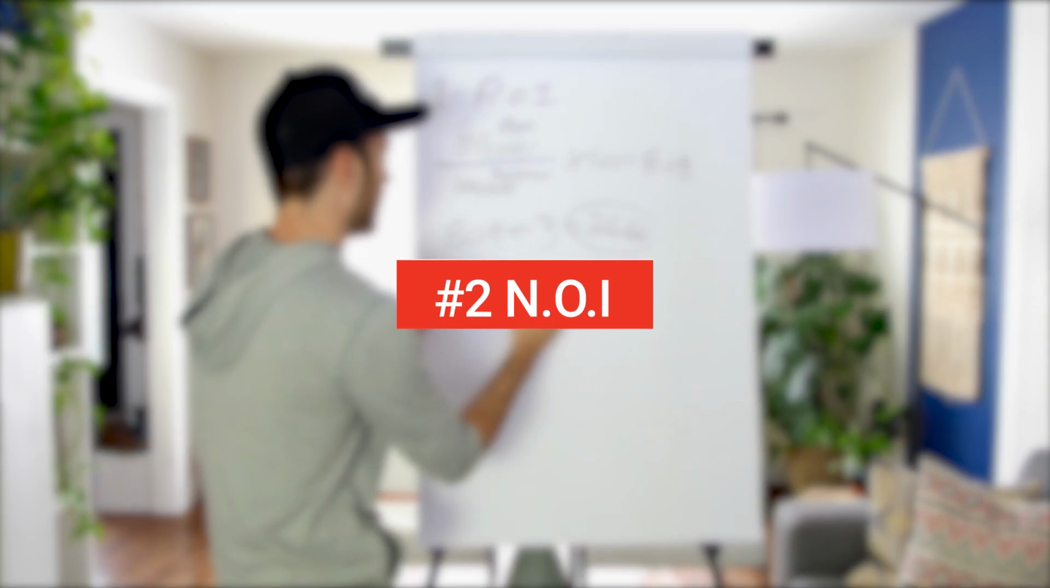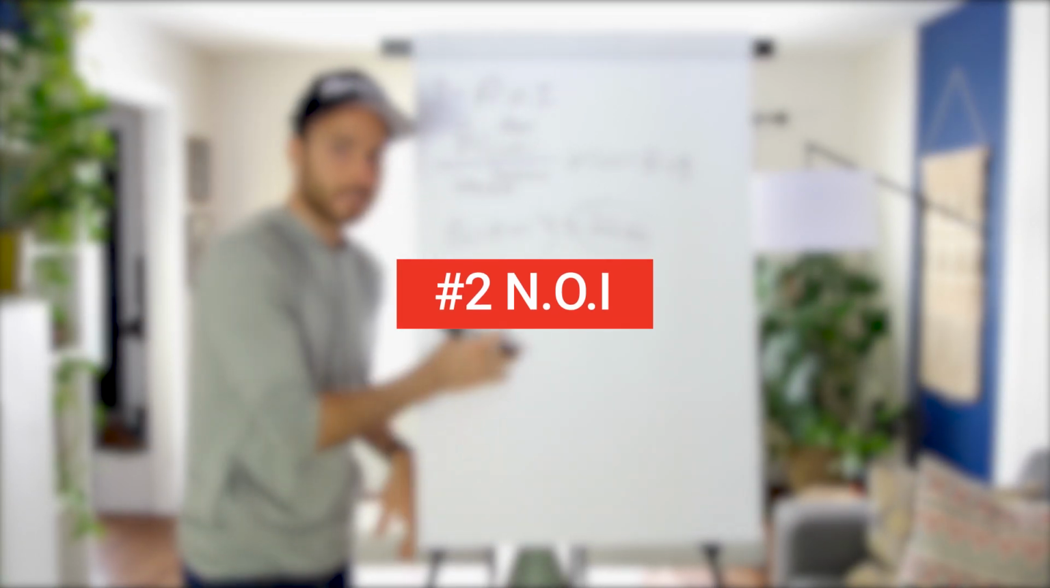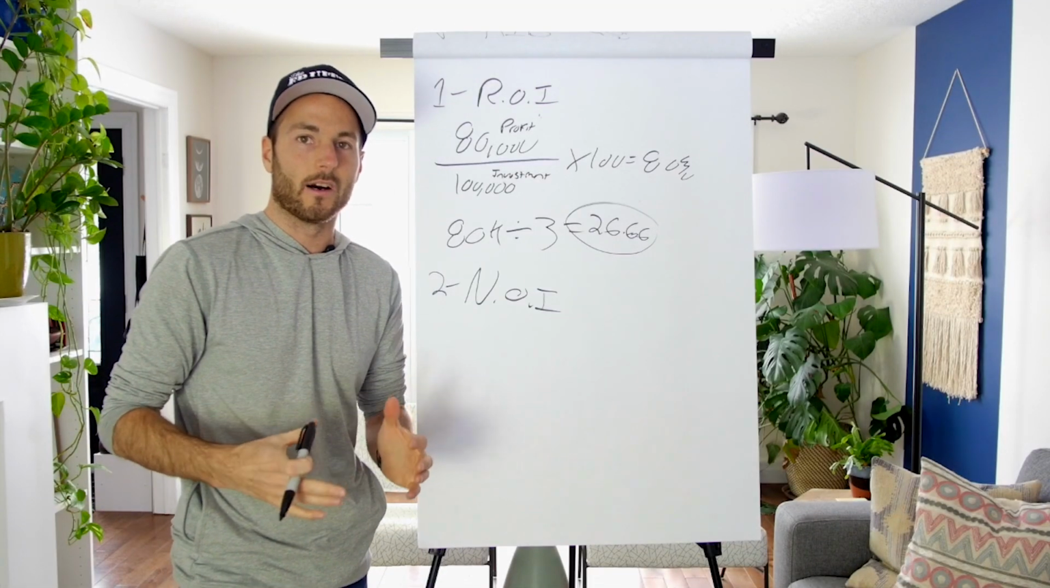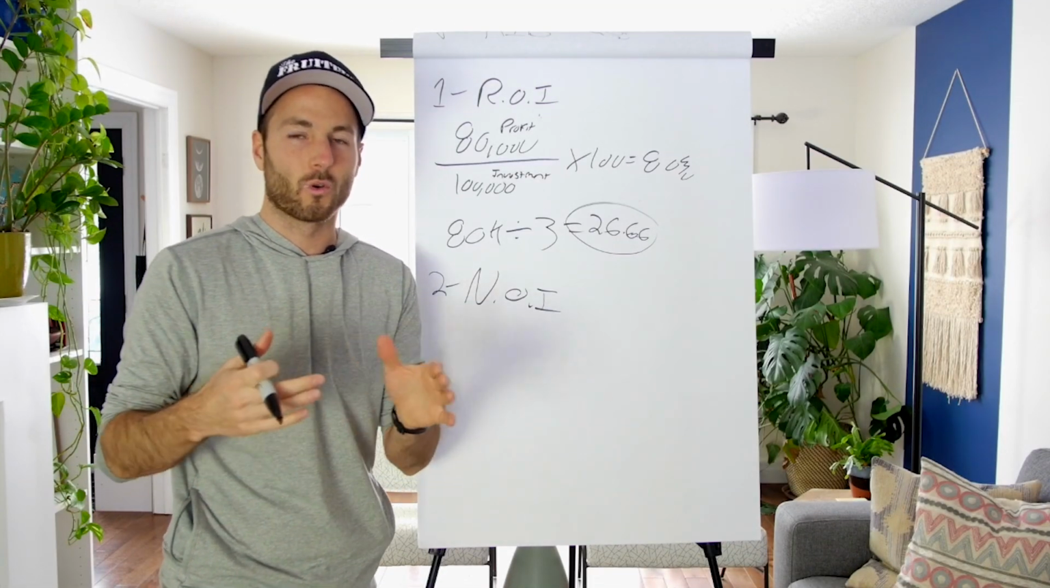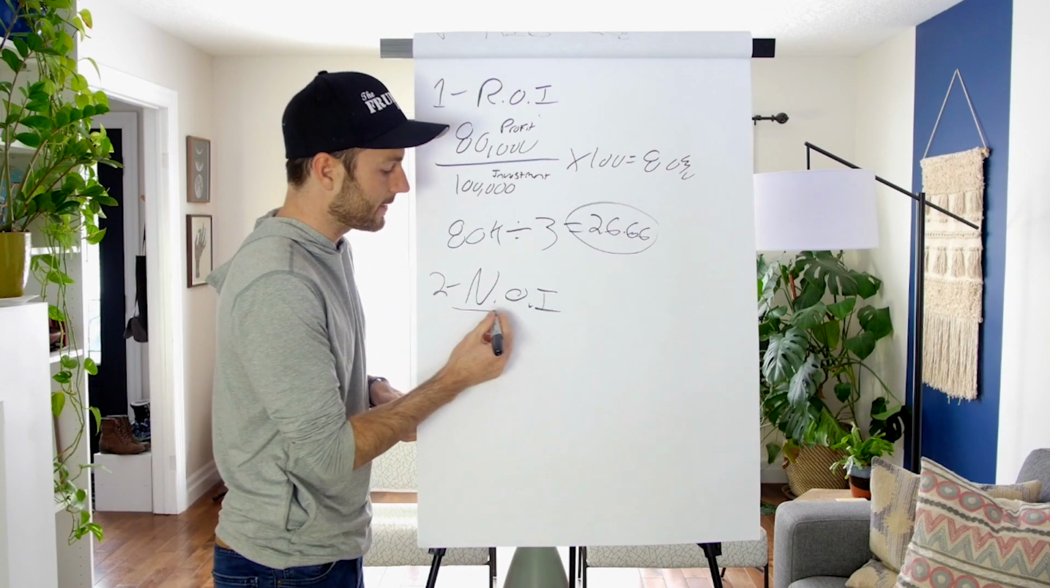The second most important one, I guess they're all very important, not most. We've got NOI. Am I confusing you yet? Net operating income. NOI is used mostly on multifamily buildings, 6 or more units, and commercial real estate. That's how this is classified. You're going to see this a lot more there.